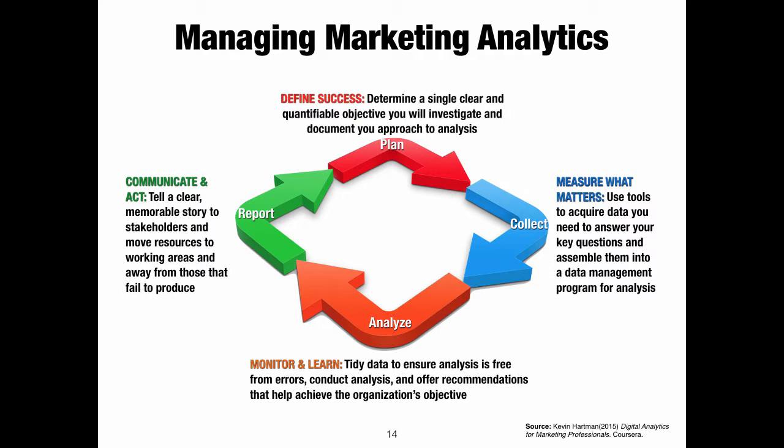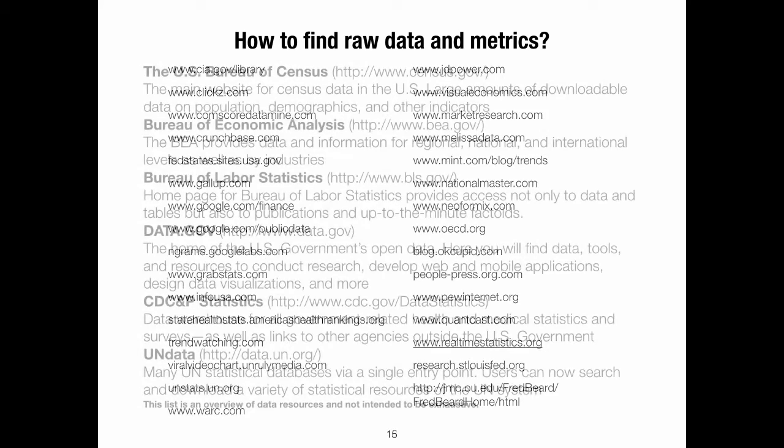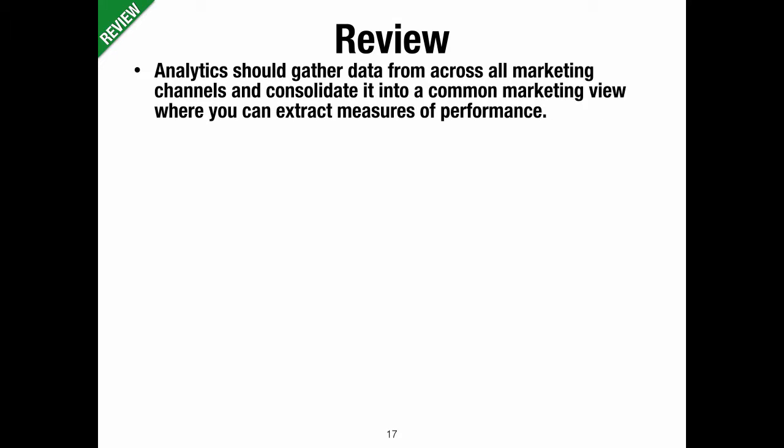So if we break that down, there you have it. You can study that later when you look at the deck. Kind of gives you an idea of what the 4-point plan is all about. Here is how you may want to find raw data and metrics, many sources. And we also have another list here of places to get and help you find data. It's very helpful. In review, analytics should gather data from all across marketing channels, including the ones we don't typically think of, like call centers and reception desks and things like that.